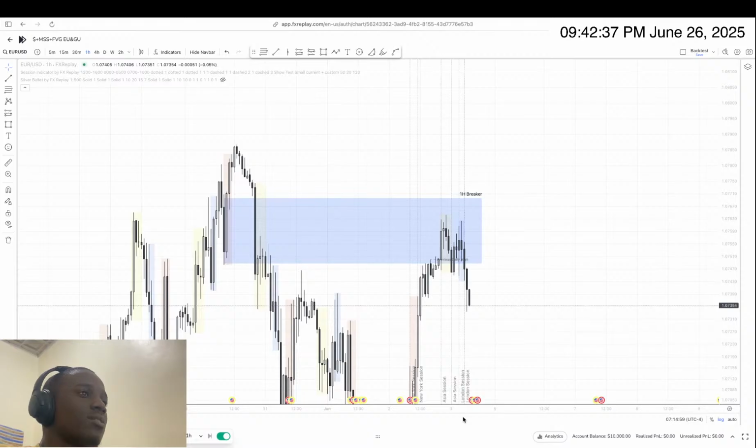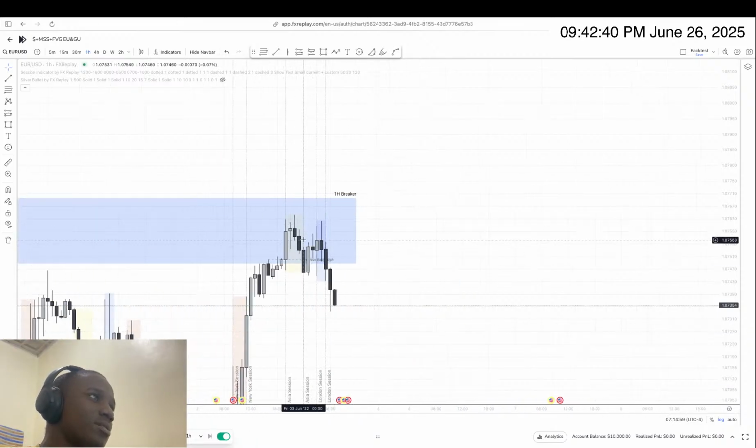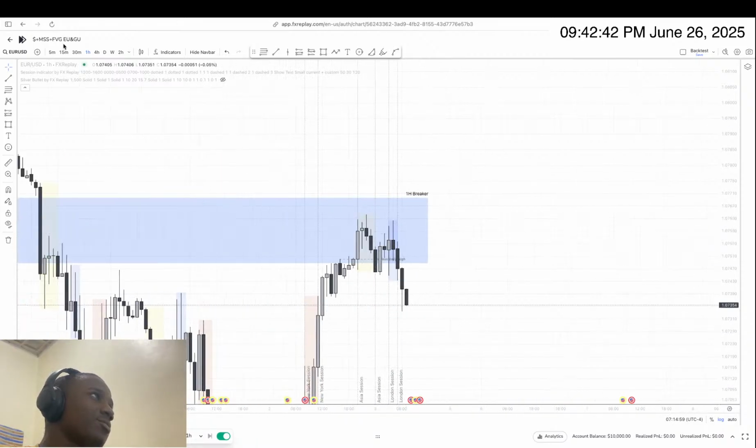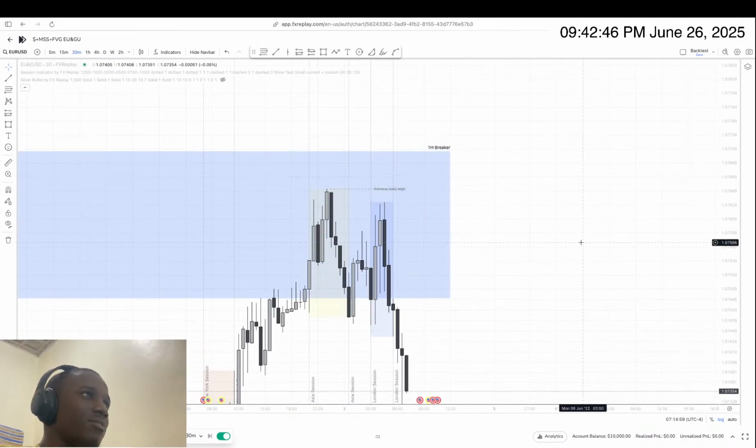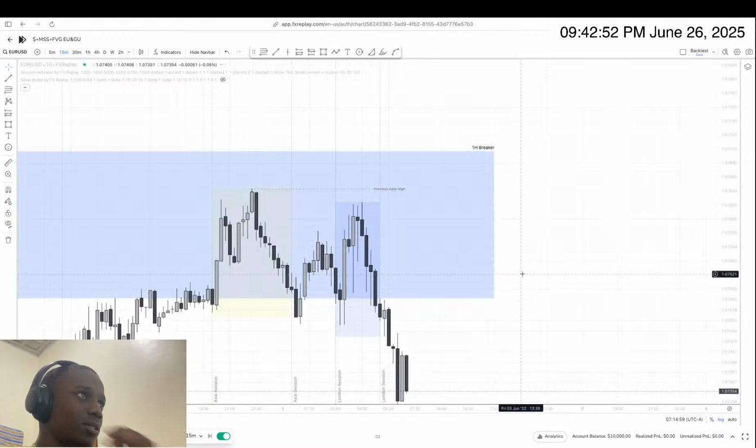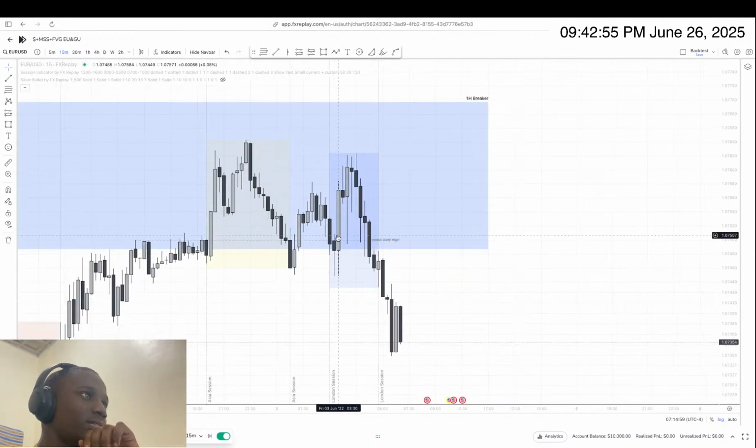Okay, you can see that we had this breaker. We're respecting the breaker so far on the 30-minute. You can see, well, we didn't get a fair value gap presented for us to enter, because that's the only way we would have entered. And on the 15, well, no one yet, other than this inversion. This is the only fair value gap that is possible for entry.